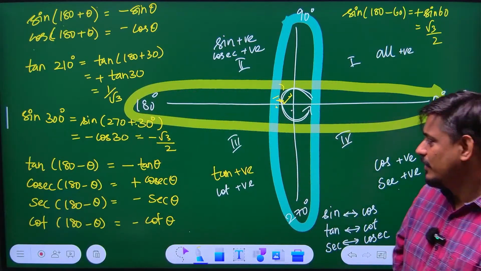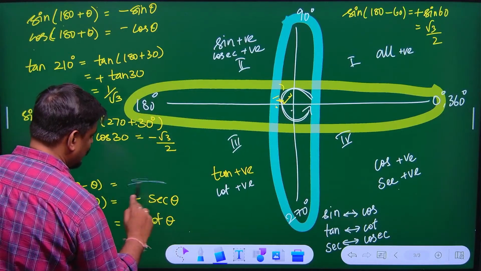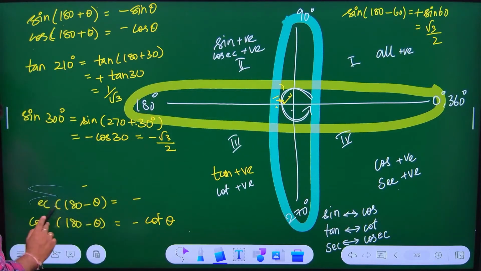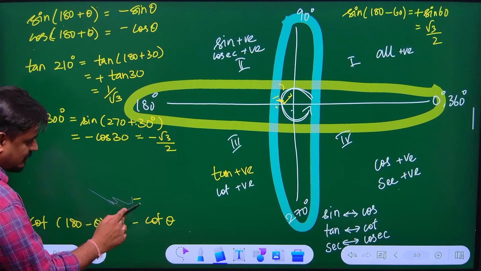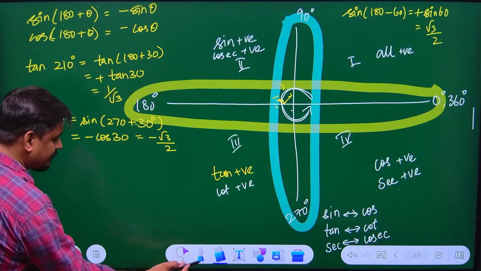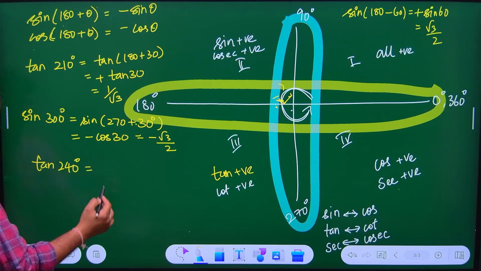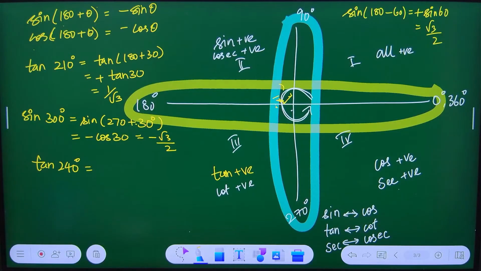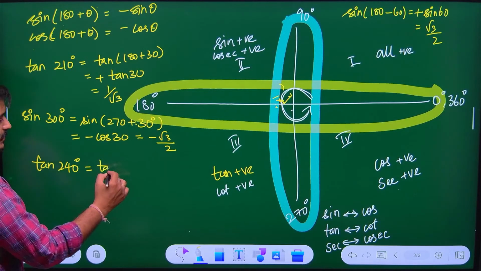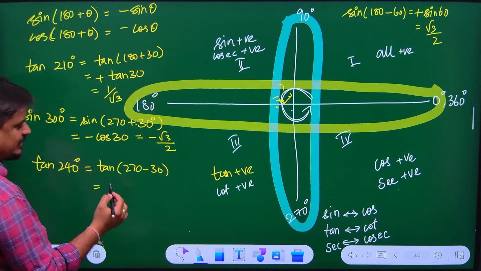Pranav, will you try? Yes, sir. If I ask you, what is tan 240 degree? How will you break it? Tan 270 minus 30. Very good. Your wish. I appreciate.